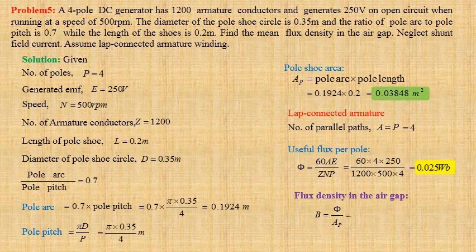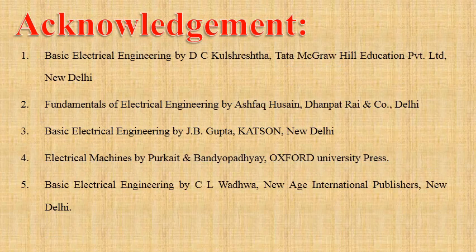Flux density in the air gap B equals ϕ divided by AP. That is equal to 0.025 divided by 0.03848. That gives us 0.65 Tesla.